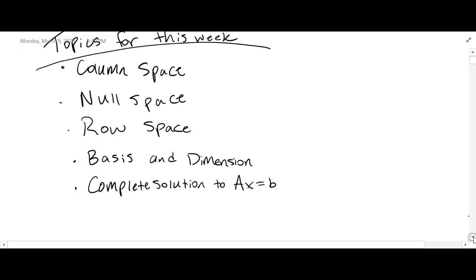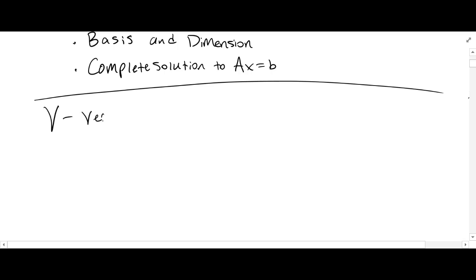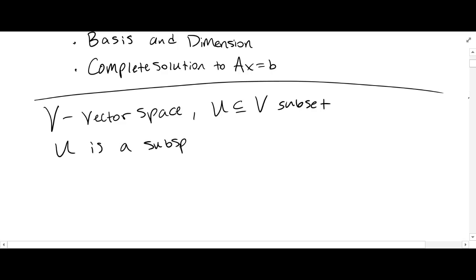Okay, quick review of what a subspace is. There are questions on homework about showing that certain things are subspaces. So if you take V, a vector space, and U, a subset of V, then U is a subspace if two conditions are satisfied.